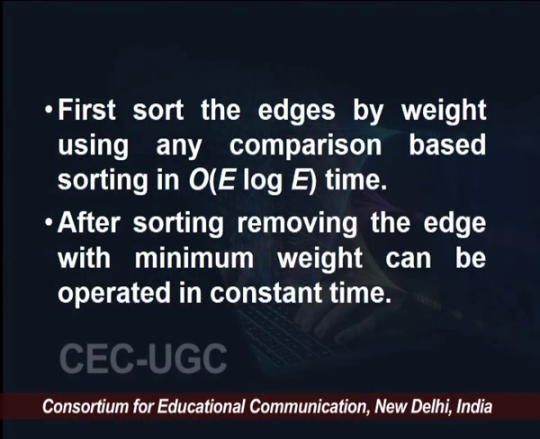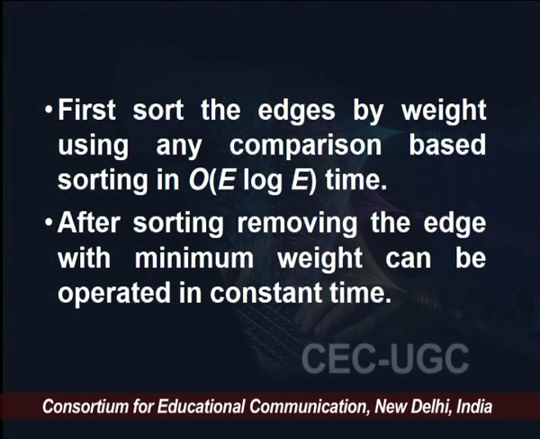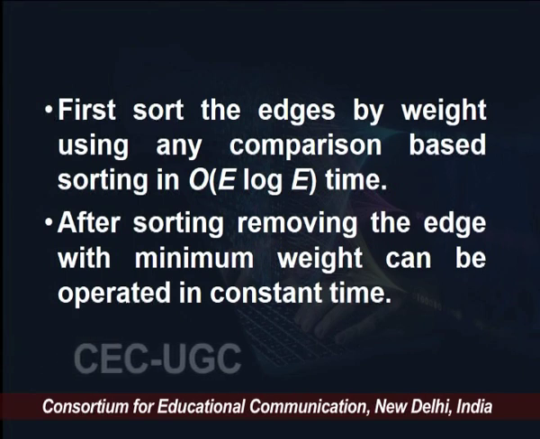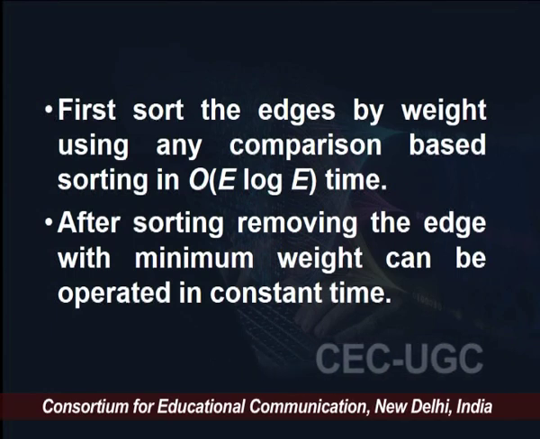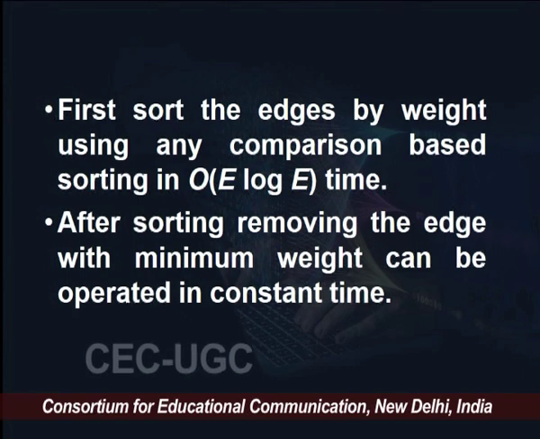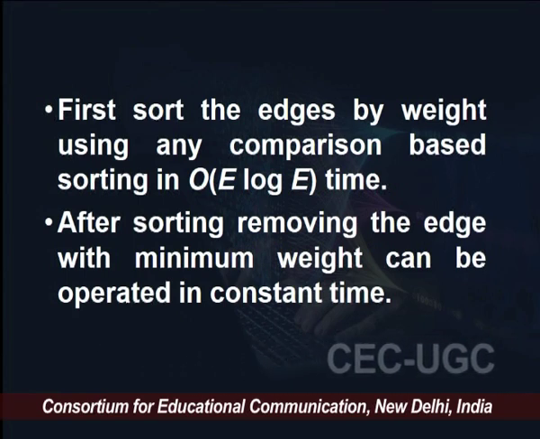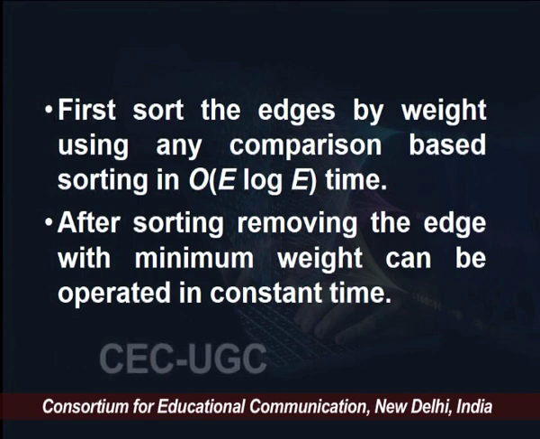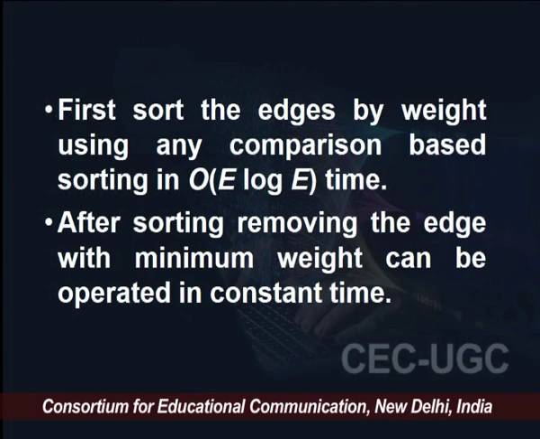If we want to calculate the time complexity, let us have a look at it. So, time complexity says we need to sort the edges by weight using any comparison based sorting algorithm, and the best we can do in the worst case is E log E, because E is the number of edges, basically the number of elements. So, we have spent order of E log E time for sorting the edges, and after sorting we will be picking the edges with the minimum weight. This operation can be done in constant time.